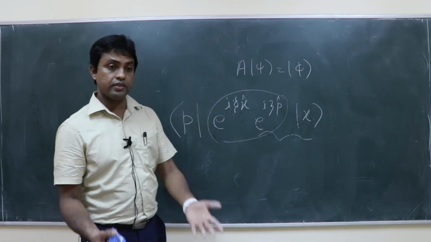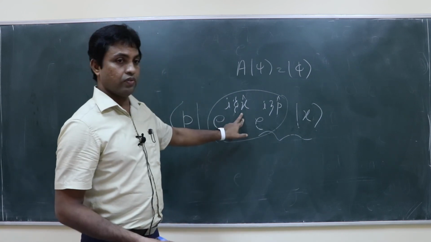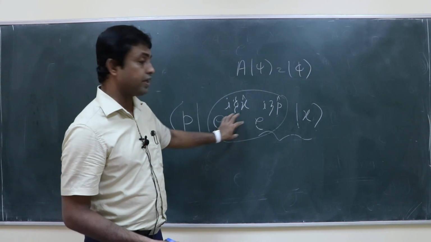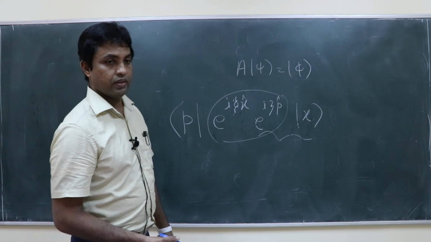So there are so many instances when you do the calculations where the order of the operators is very important, because AB is not equal to BA. Okay.